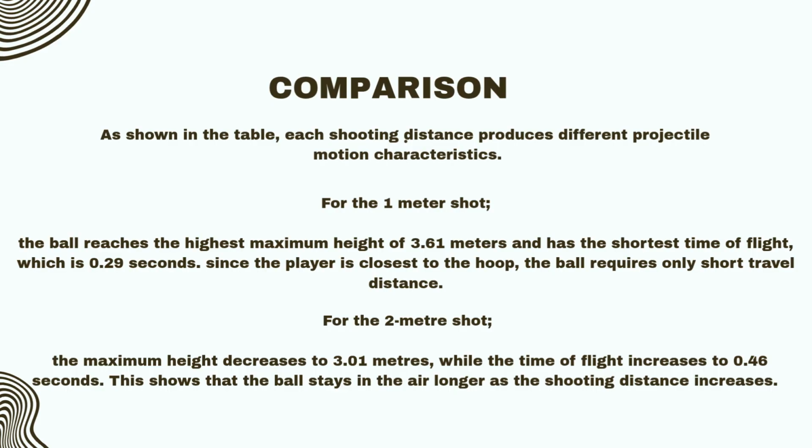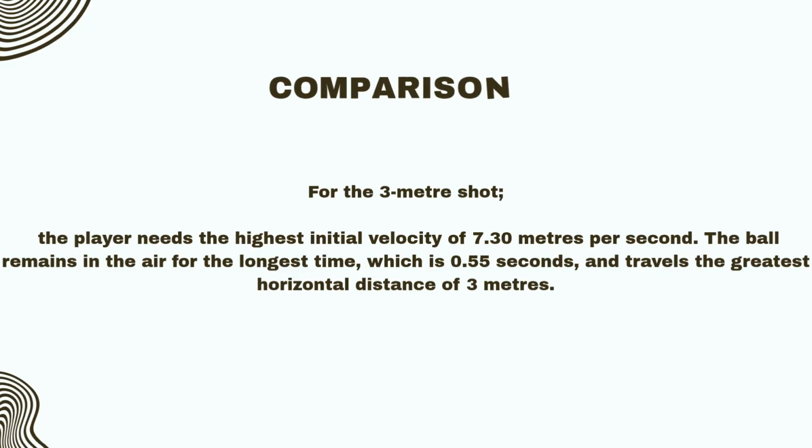Next, for the 2 meter shot, the maximum height decreased to 3.01 meters, while the time of flight increased to 0.46 seconds. This shows that the ball stays in the air longer as the shooting distance increases. And lastly, for the 3 meter shot, the player needs the highest initial velocity of 7.30 meters per second. The ball remains in the air for the longest time, which is 0.55 seconds, and travels the greatest horizontal distance of 3 meters.